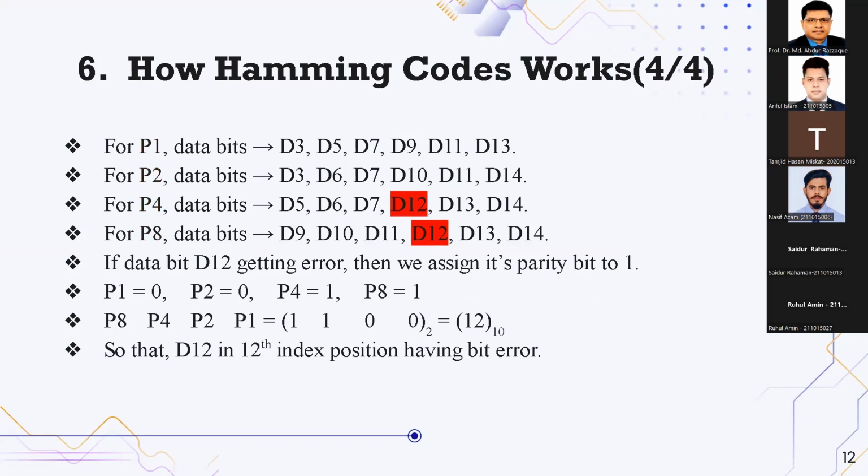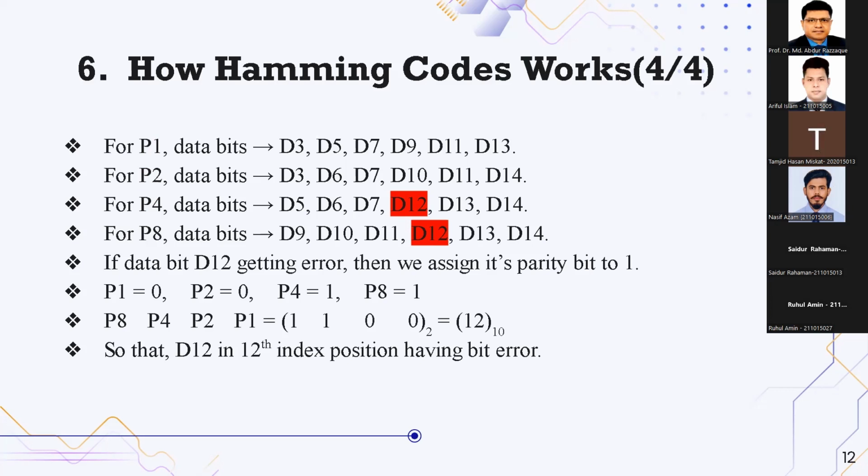By selecting data bits according to their parity bit, for P1 we have those data bits, for P2 we have those data bits, and so on. If data bit D12 gets an error, then we assign its parity bit to 1. D12 lies under P4 and P8, that's why P4 and P8 equal 1.